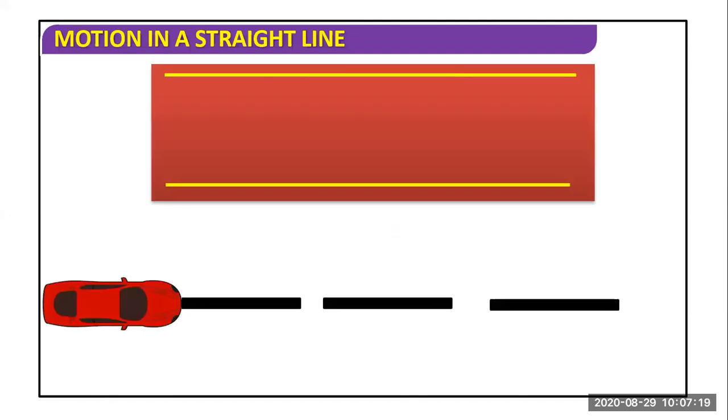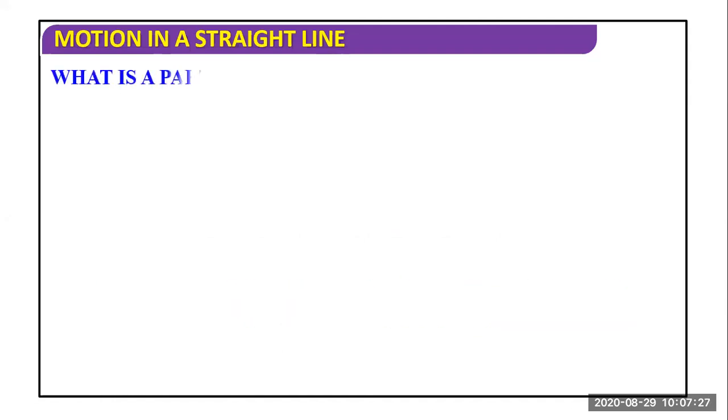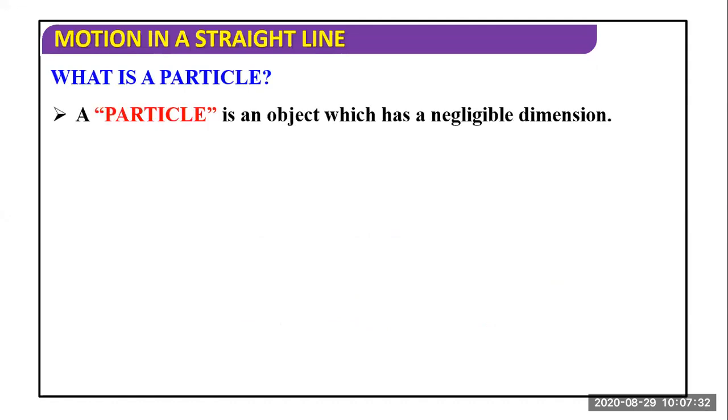First, the introduction. We'll see motion in a straight line. You can see the motion of this car that is in a straight line. So we will discuss this. First we will discuss what a particle is. A particle is an object which has negligible dimension. Negligible dimension with respect to what? With respect to the whole motion.